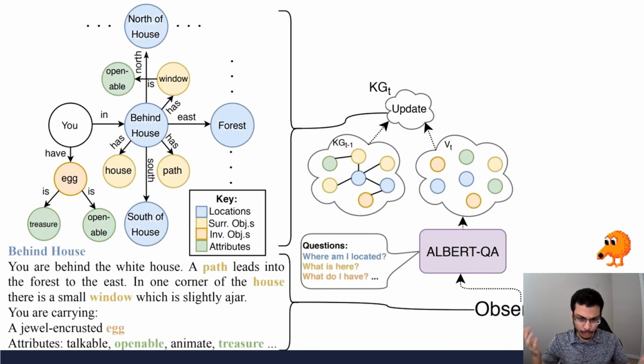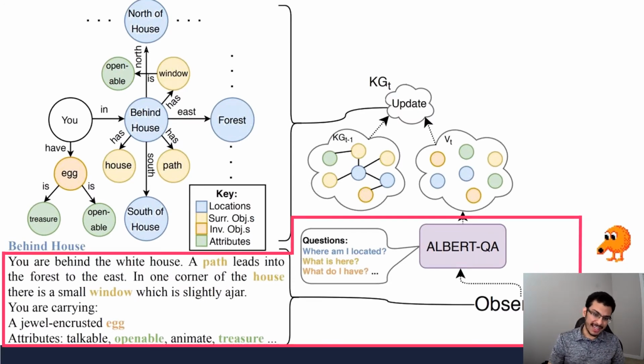Okay, so this is what the QBERT system looks like, and the general idea here, like I said, is that the agent builds a graph using this question answering model as it goes along. So what does this actually look like? The agent first receives a description of the world, and then it sends this description to the question answering, querying model.